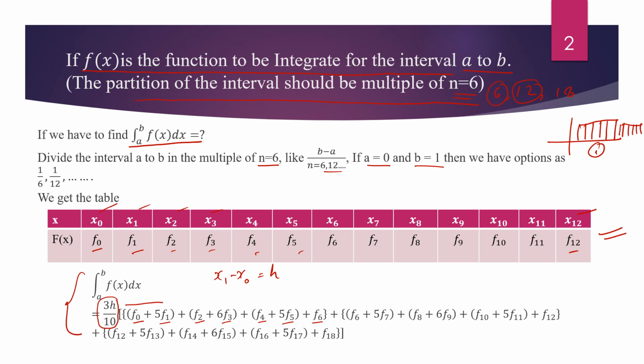This is for the first strip. If you have a partition of only 6, that means only for this portion, then the formula is 3h upon 10 up to here. And if the partition is up to 12, then the remaining part is f6 plus 5 f7 plus f8 plus 6 f9 plus f10 plus 5 f11 plus f12. If the partition is up to 18, then the remaining formula for the third strip is this.